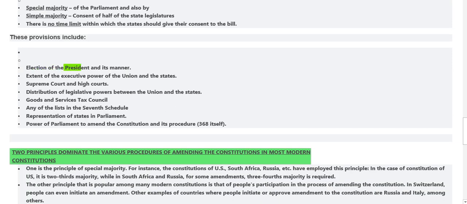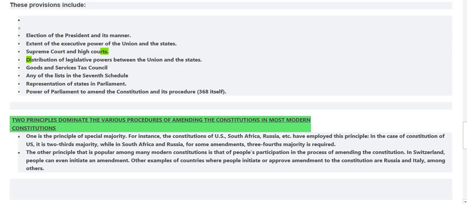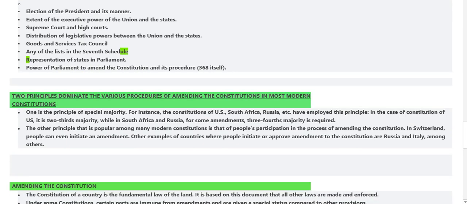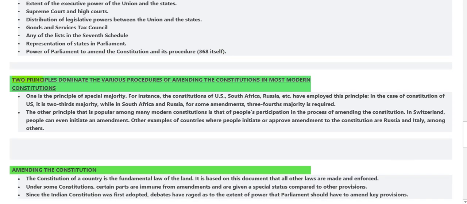These provisions include election of the President and its manner, extent of the executive power of the Union and the states, Supreme Court and High Courts, distribution of legislative powers between the Union and the states, Goods and Services Tax Council, any of the lists in the 7th Schedule, representation of states in Parliament, power of Parliament to amend the Constitution and its procedure, 368 itself.